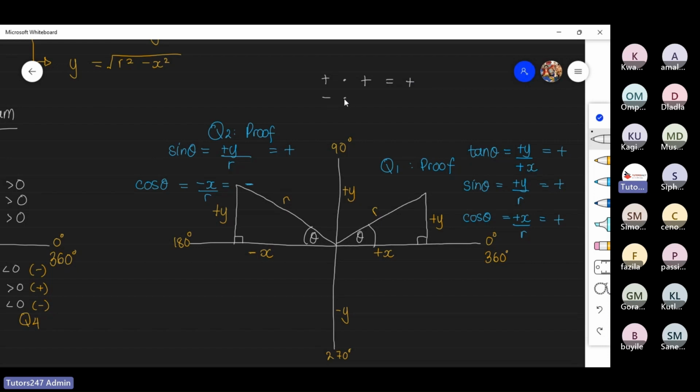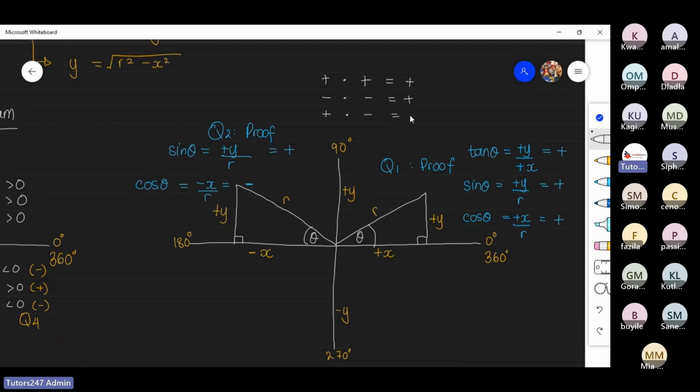If you have negative times negative, that will give you a positive. If you have positive times negative, that is going to give you a negative. And if you have negative times positive, that is going to give you a negative. The exact same thing works for division as well.